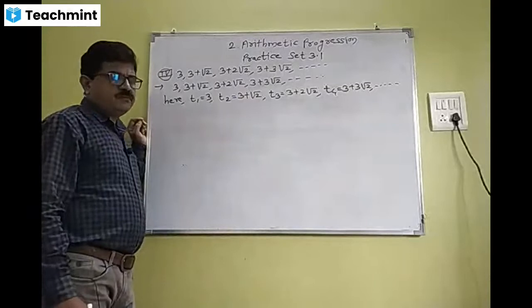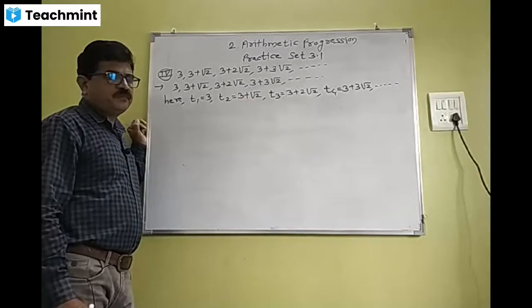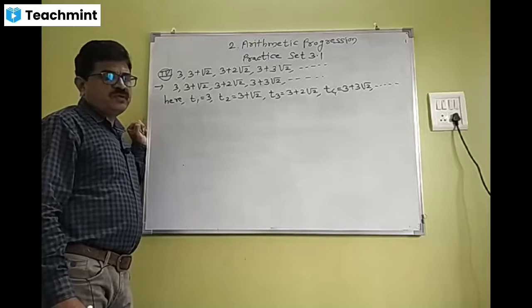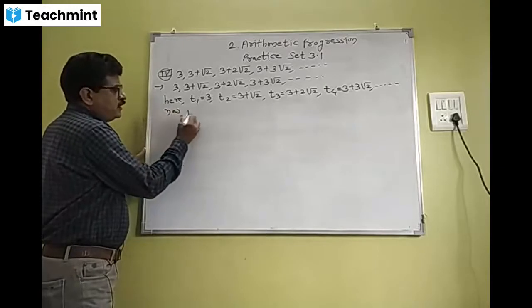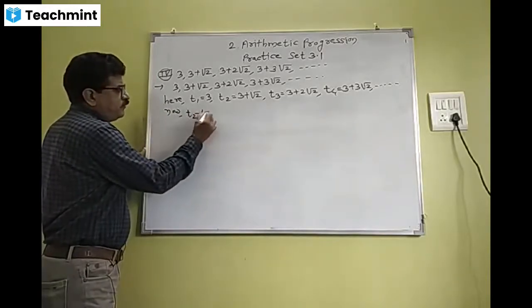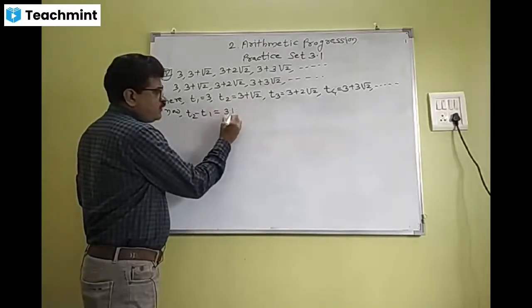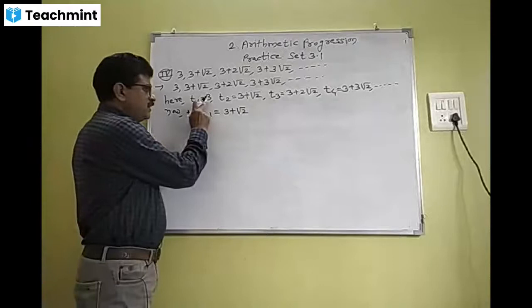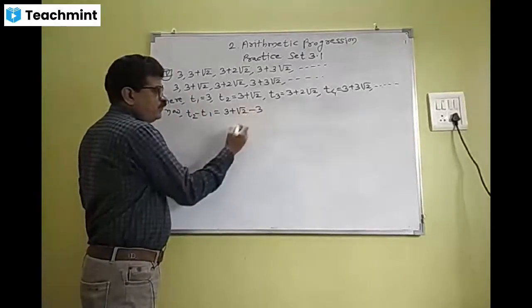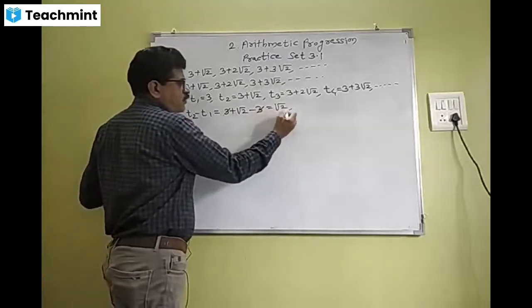Now what is the next term? What will be the next term? काय येईल सांगा बरं. T5 is 3 plus 4 root 2. Next term. And next step now, T2 minus T1 is equal to. Now first write down value of T2, that is 3 plus root 2. Now we have to subtract T1 from this. Minus 3. Here 3 minus 3 get cancelled, is equal to root 2.